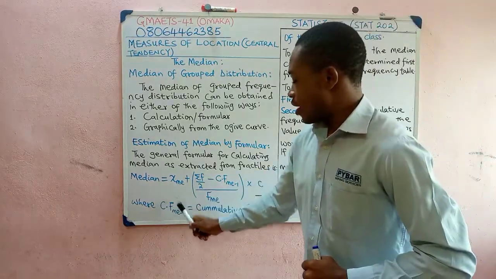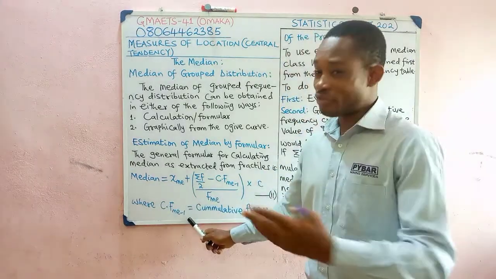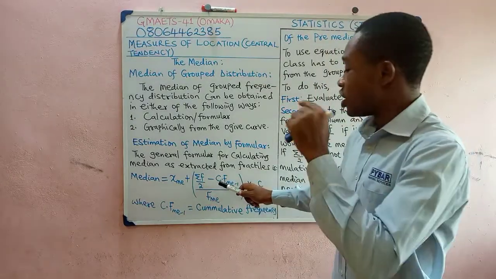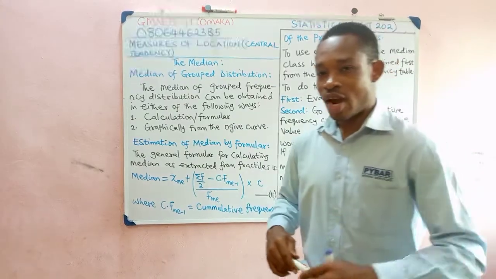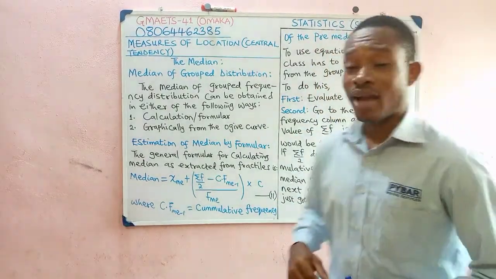Here, F subscript ME minus 1, as I stated already, means the cumulative frequency of the class before the median class, known as the pre-median class.